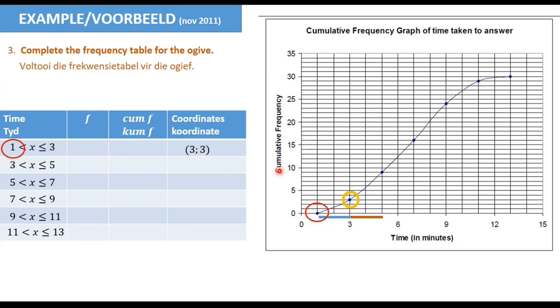You have the growing frequencies. So on all the previous questions, we had the frequencies, and then we completed the cumulative, the growing frequencies from that. And now it's the other way around. So let's start by writing down all the coordinates of the points. So that's 3, 3. What's the following one going to be? 5, 9, yeah? And so we write in all of them.